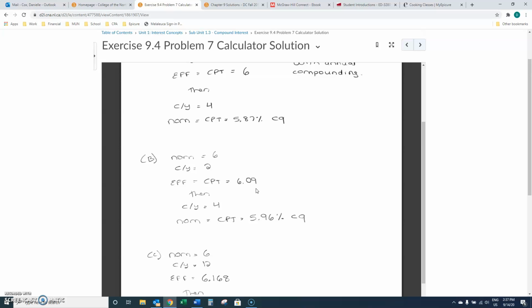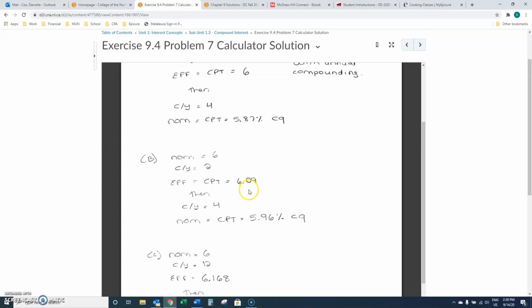Now 6.09 is stored in our calculator as the effective rate, so we don't need to re-enter that. But now we're going to go down again to compoundings per year, because we're going to change it to 4, because we're looking for the equivalent rate that's compounded quarterly. So 4, enter, and then we scroll down until we get to nominal, and hit compute. We're going to round it to 2 decimal places: 5.96, compounded quarterly.